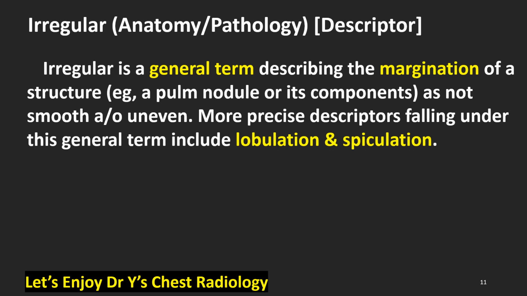Irregular, anatomy, pathology, descriptor. Irregular is a general term describing the margination of a structure, for example, a pulmonary nodule or its components, as not smooth and/or uneven. More precise descriptors falling under this general term include lobulation and spiculation.